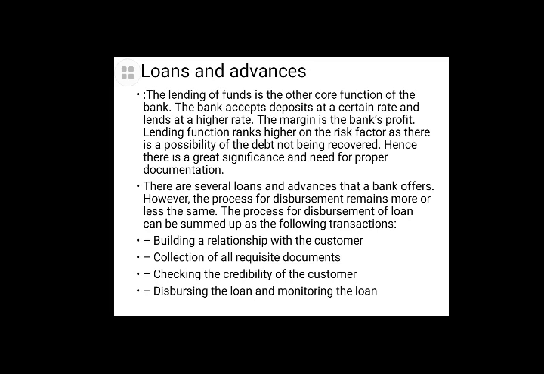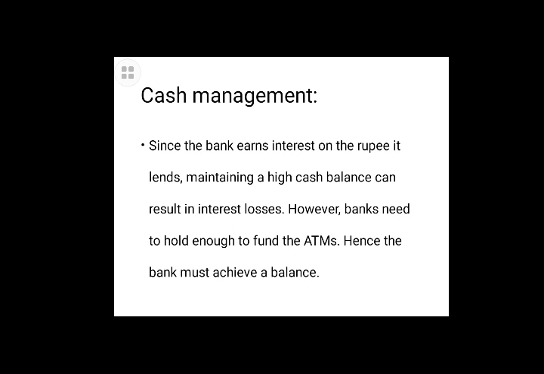The process for disbursement of loan can be summed up as the following transactions: building a relationship with the customer, collection of all requisite documents, checking the creditworthiness of the customer, disbursing the loan and monitoring of the loan. So these are the core areas the auditor has to check in detail regarding loans and advances while auditing. Now the function is cash management.